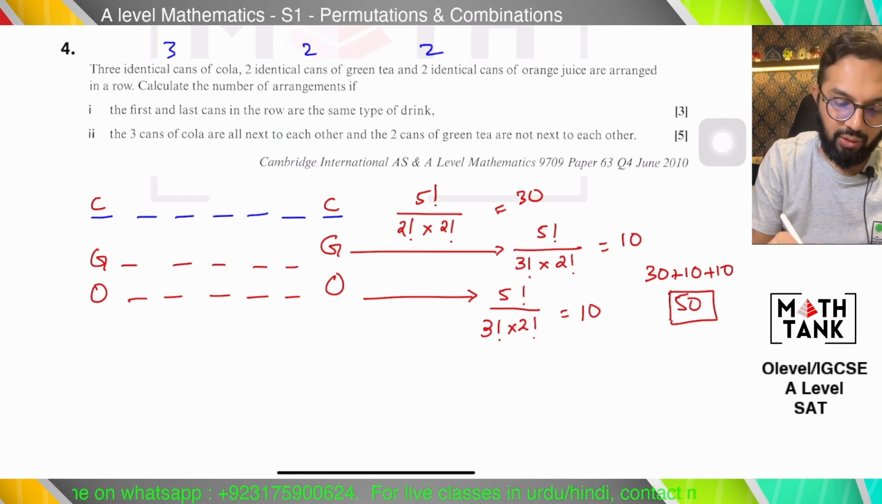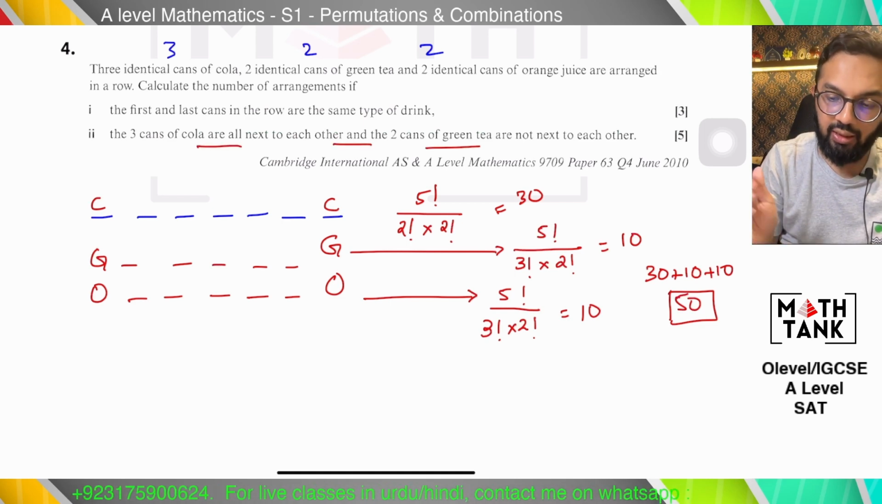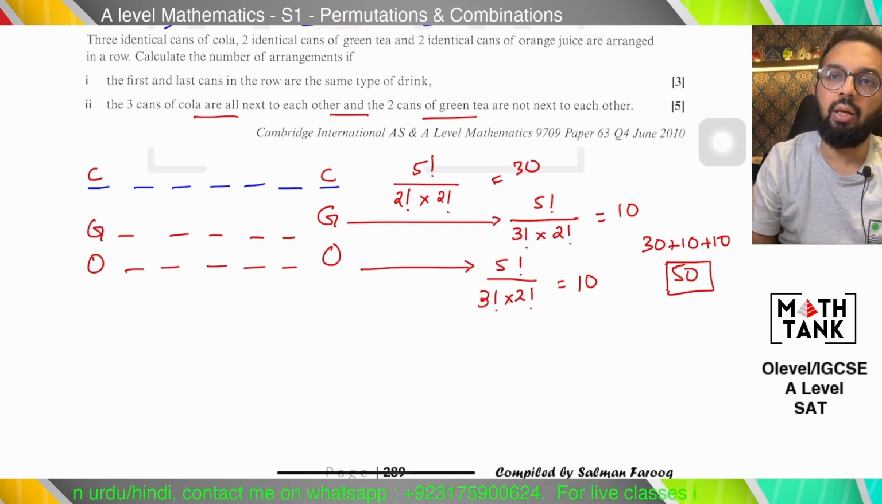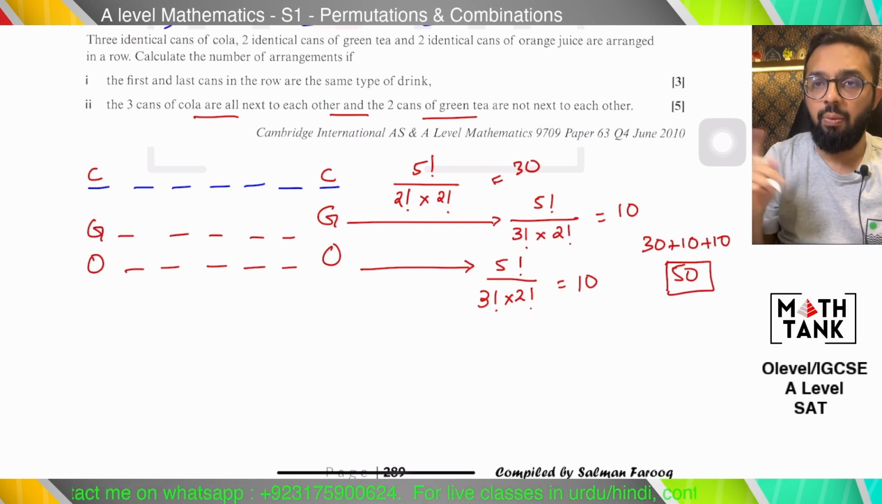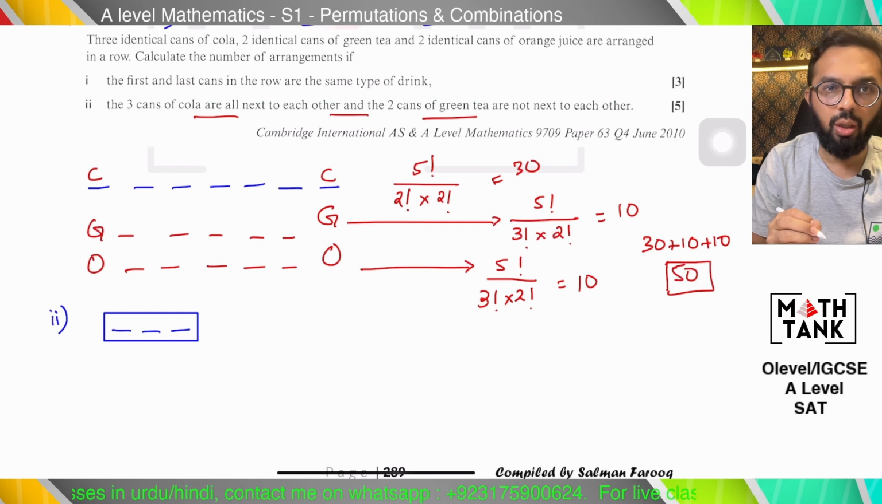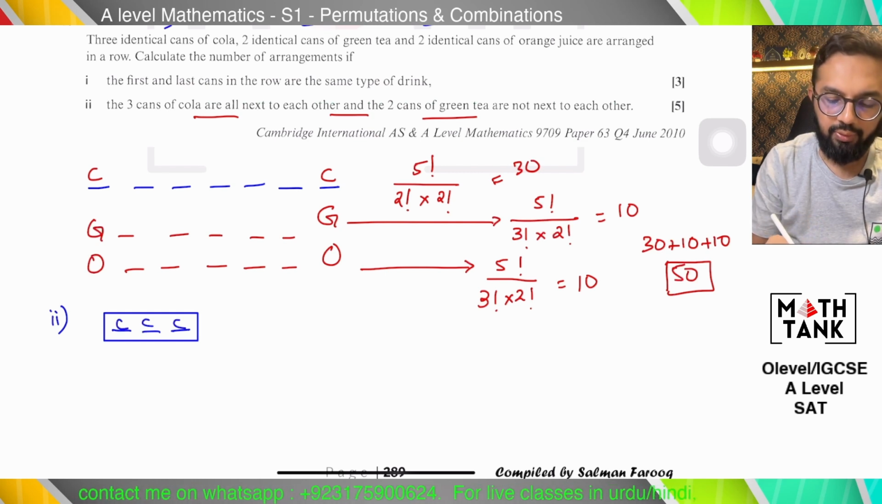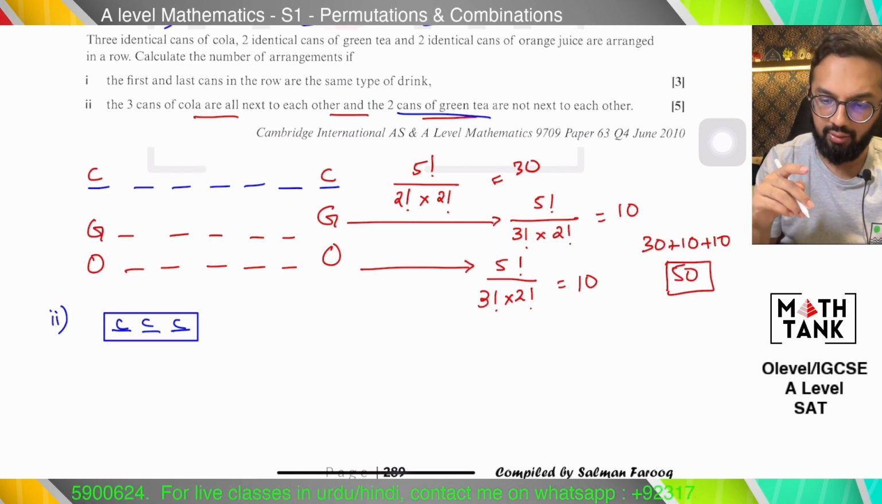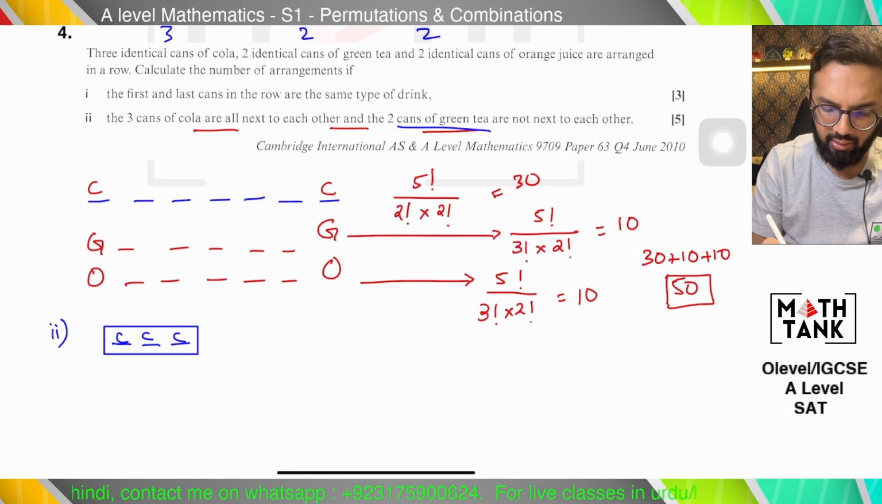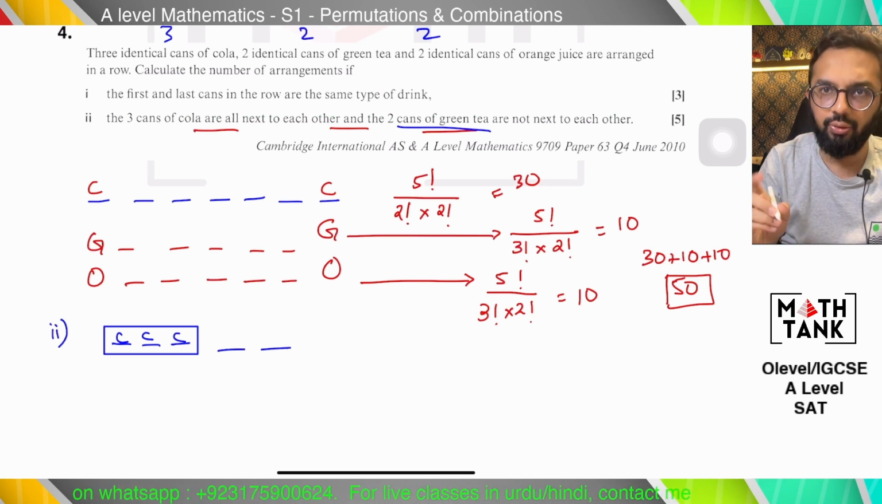Then it says the cans of cola are all next to each other and the 2 cans of green tea are not next to each other. So both restrictions. I want to separate something and I want to keep something together. Whatever I want to keep together, I should put in a box. Cola, cola, cola. Okay. And then green tea are not next to each other, so I will not mark them as dashes. I will mark them as arrows then. Okay. So 1 and 2, orange juice.